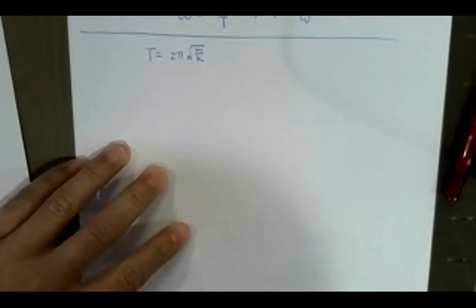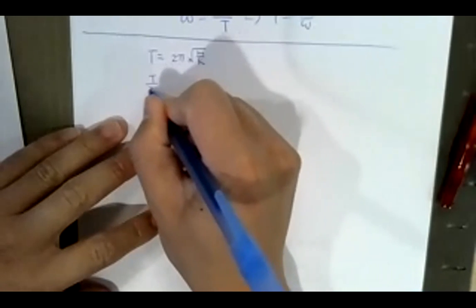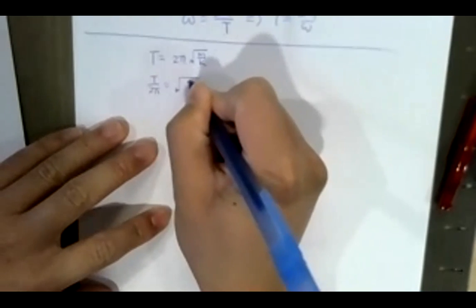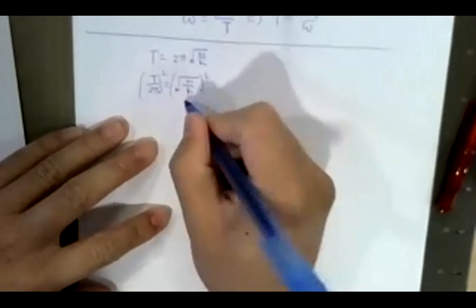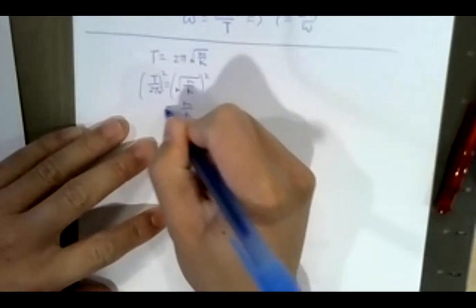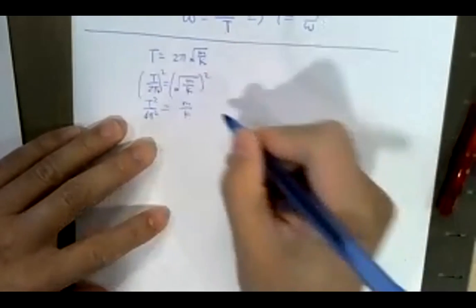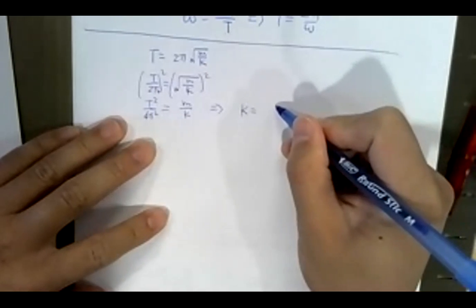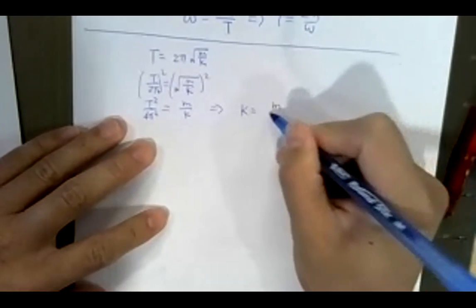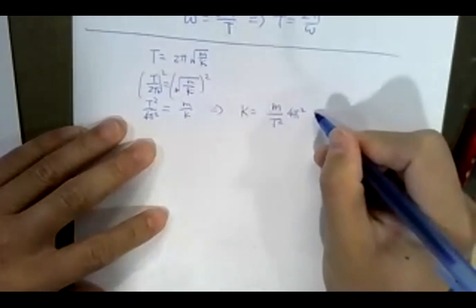All right, so we can take a look. Basically, you solve for k here, you rearrange terms. So T over 2 pi equals the square root of m over k, and then you square both sides. So this is m over k equals T squared over 4 pi squared. So then k will be equal to m divided by T squared times 4 pi squared.